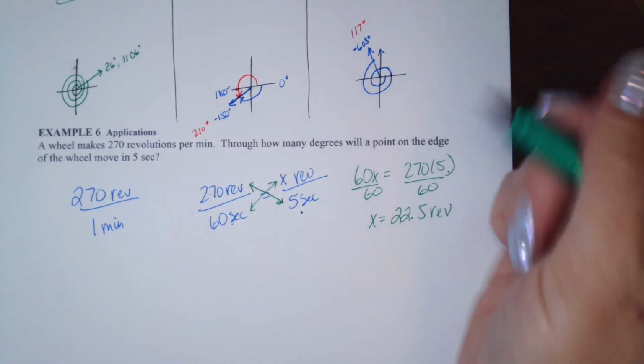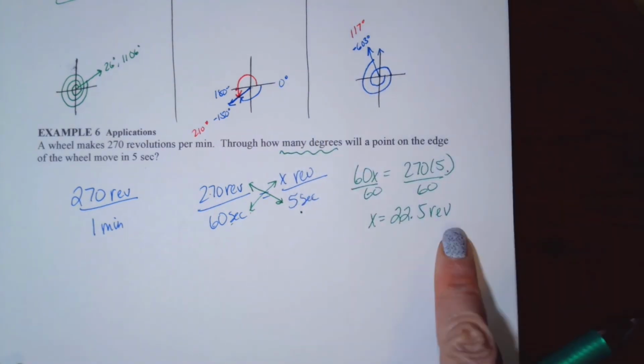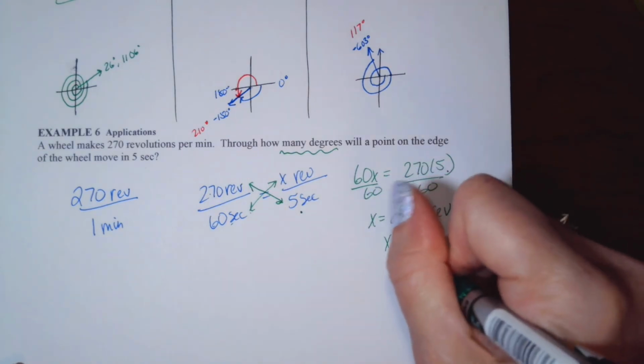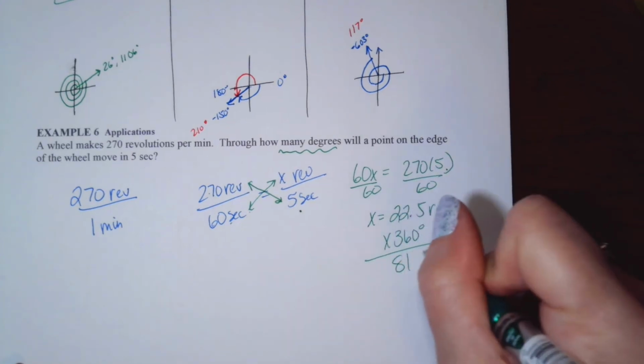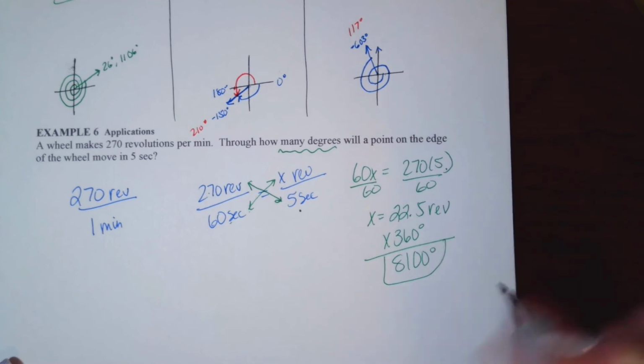But our answer doesn't need to be in revolutions. Our answer needs to be in degrees. Well, a revolution is 1 turn all the way around, which is 360 degrees. That means that that wheel can turn through 8,100 degrees in those 5 seconds. Now that's one way to work through and reason through that problem.